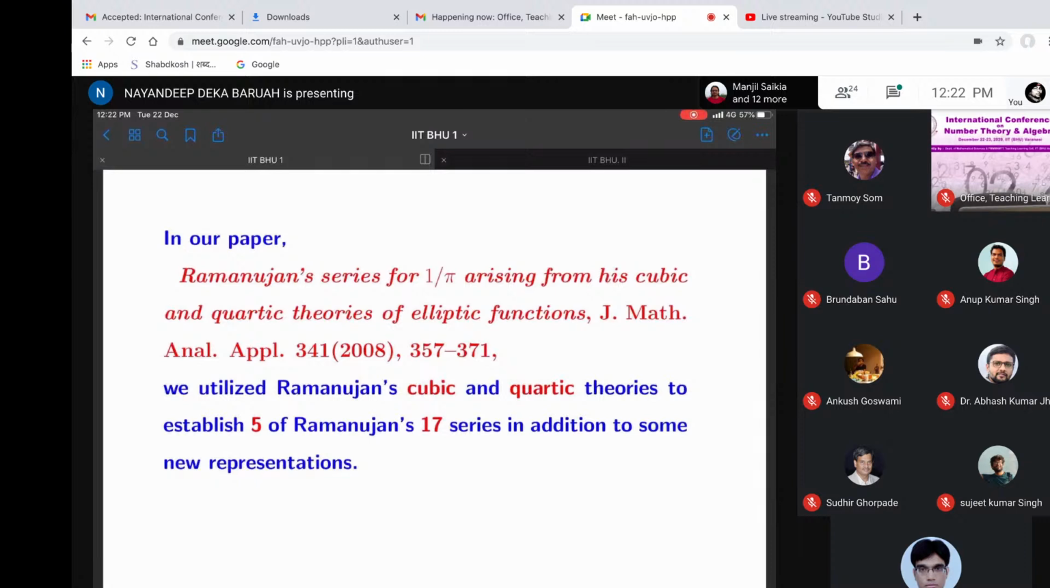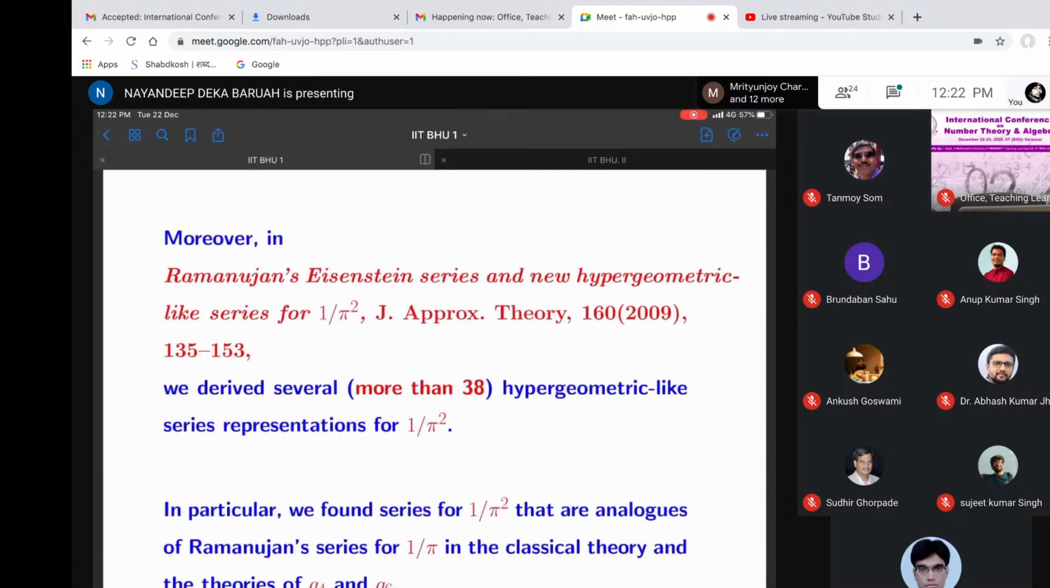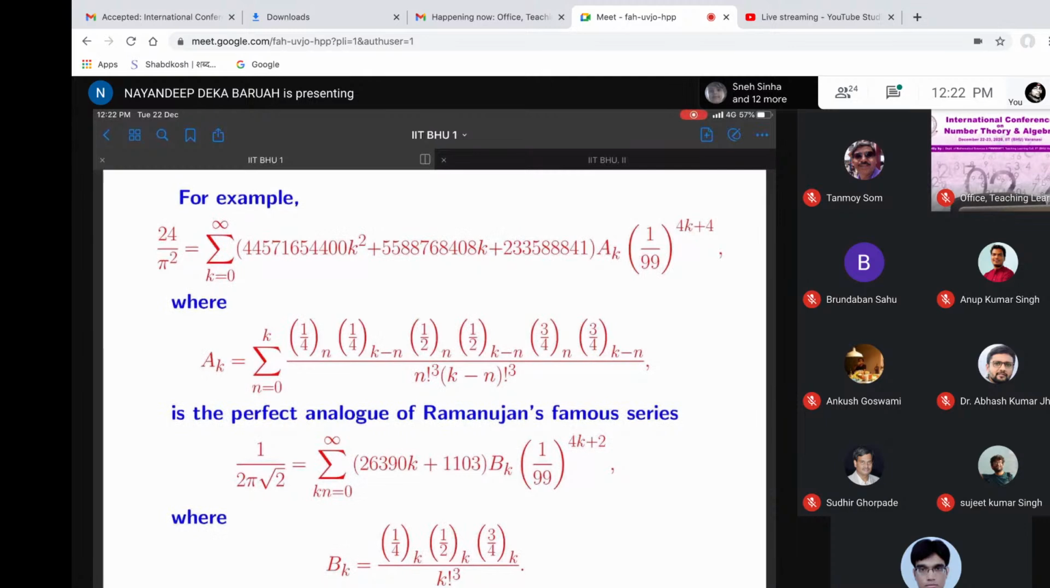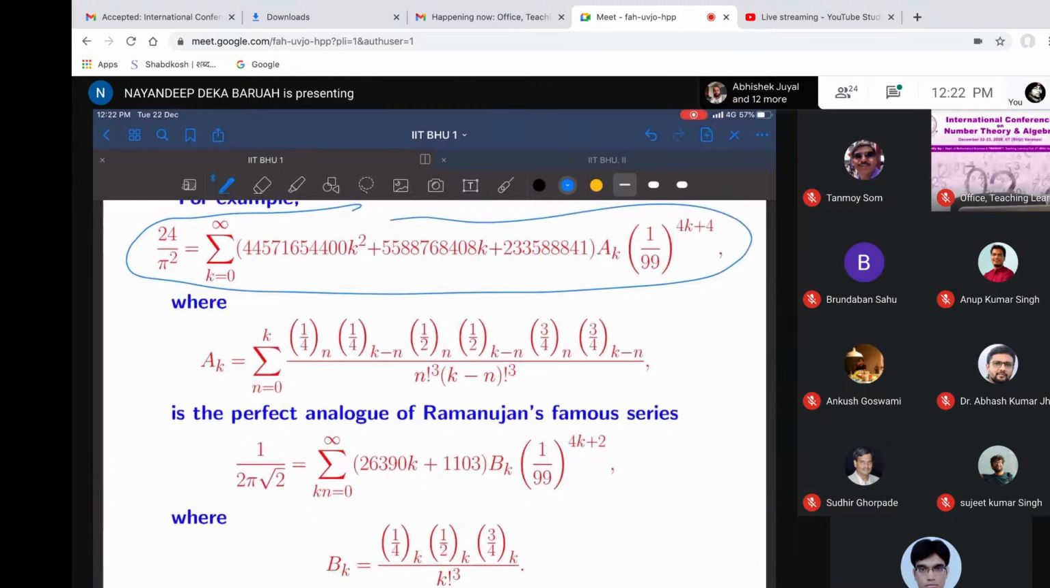Okay. And moreover, in the Journal of Approximation Theory, we derived several hypergeometric-like series representations for 1 over pi squared. In particular, those were for the classical theory and the theories for Q4 and Q6. And we had some problem in deriving similar series for Q3. So for example, this example is a series for 1 over pi squared that corresponds to some class invariant. And the same class invariant will give Ramanujan's original series for 1 over pi. So ours is a perfect analog of Ramanujan's famous series.